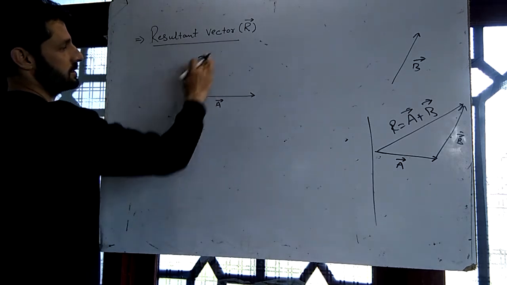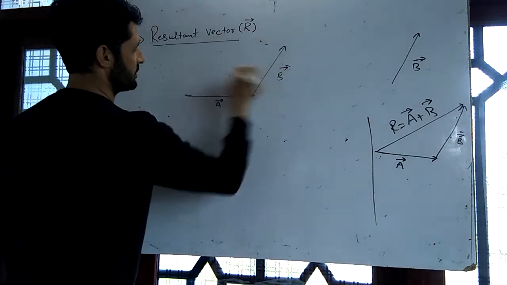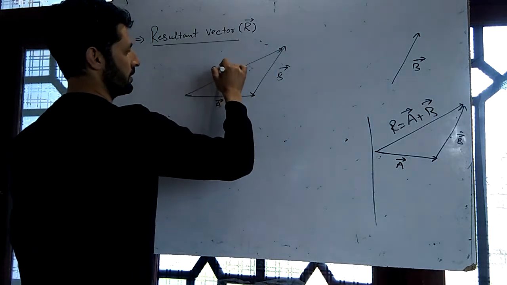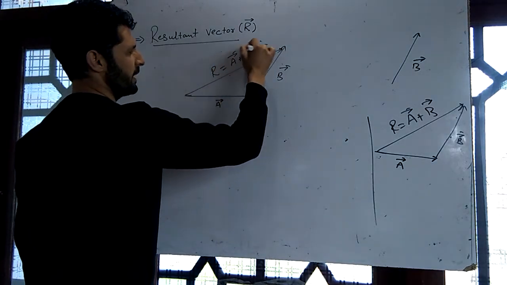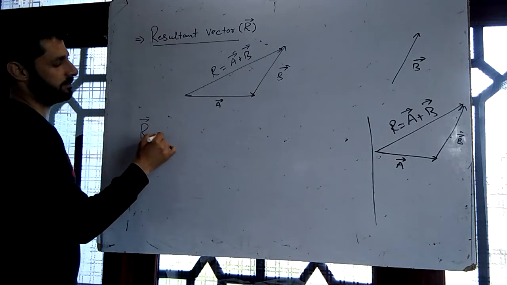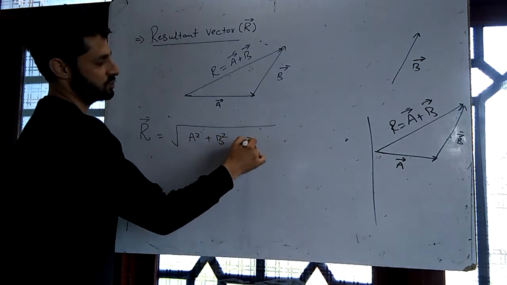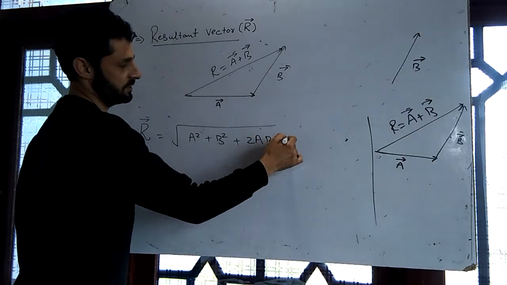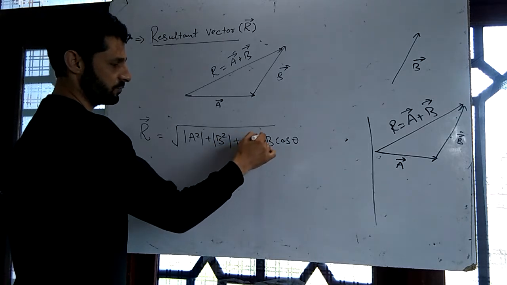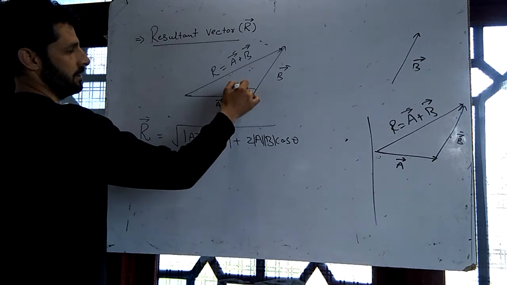For example, this is vector A, this is vector B. We have to find the resultant vector. We will put this here. So this is the resultant vector, R is equal to A plus B. Now we have to find the magnitude of the resultant. The magnitude of resultant vector R is given by under root of A square plus B square plus 2AB cos theta, all magnitudes, where theta is the smaller angle between A and B.